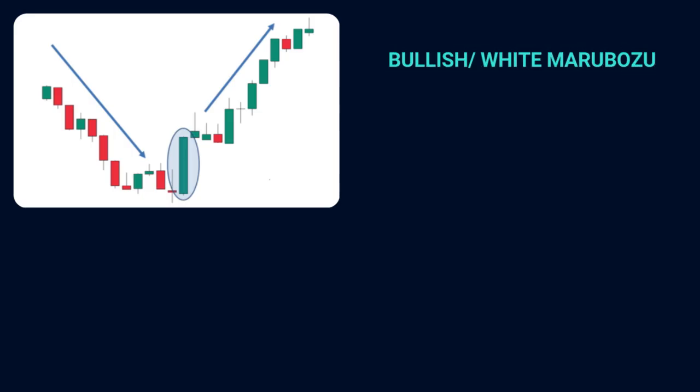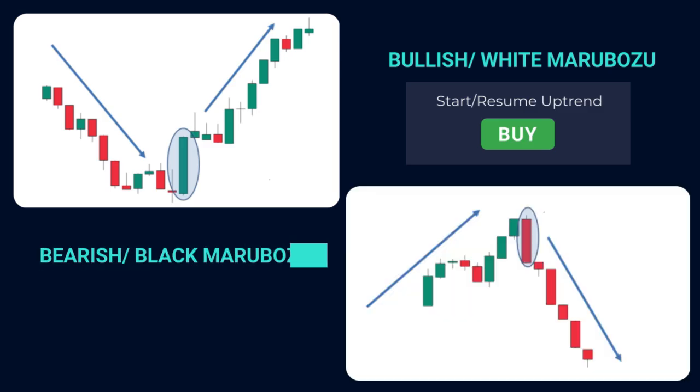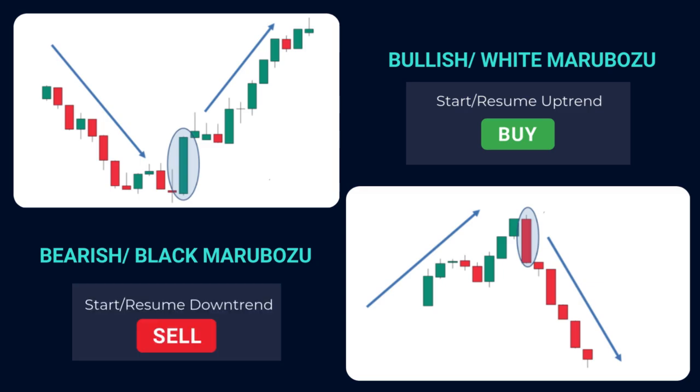A bullish Marubozu in an uptrend indicates that bulls are aggressive, buying the asset, and may continue upward. A bearish Marubozu at the top of an uptrend indicates more selling pressure. When a bullish Marubozu appears at the right location, this may show the end of a downtrend and start of an uptrend, or the end of a pullback resuming an uptrend.